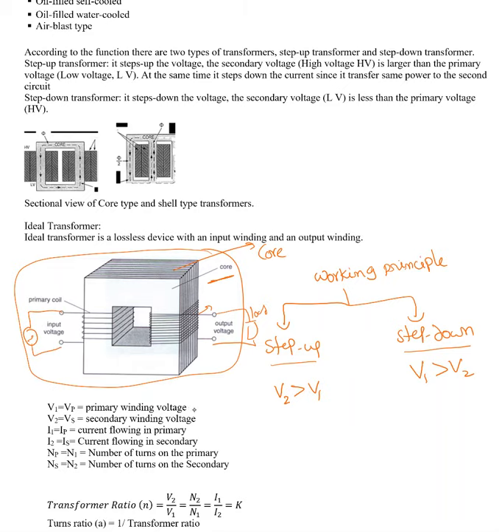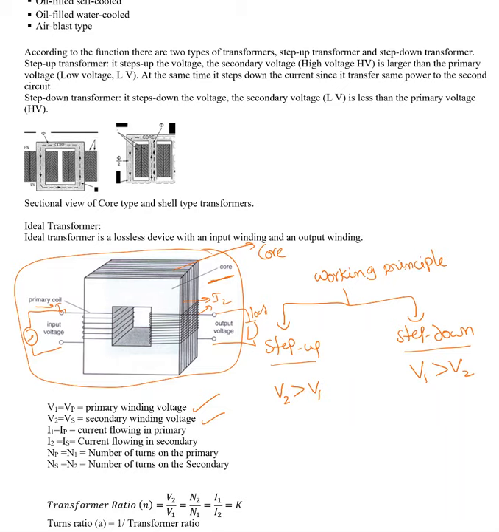V1, or sometimes VP, is the primary voltage. V2, or Vs, is the secondary voltage of the second coil. I1 is the primary current, or IP. Is, or I2, is the secondary current. N1 is the number of turns on the primary and N2 is the number of turns on the secondary.